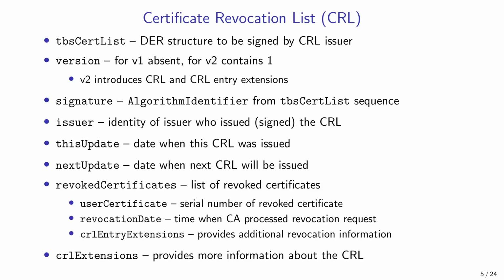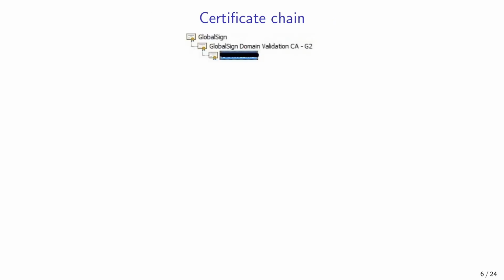Here is a summary of what we discussed on the previous slide. Now, to check if the certificate is valid, we have to check not only the subject certificate, but also the validity status of all the certificates, including the CA certificates in the certificate chain. So here is a certificate chain. How would we validate it? How to validate a certificate chain?